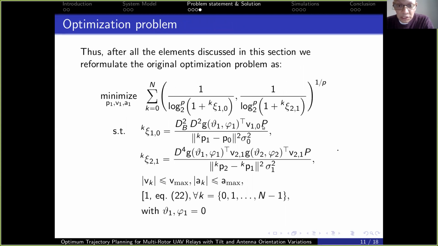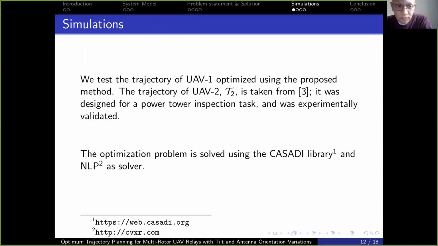So we end with this optimization problem. The restrictions are basically the same, but we now have a derivable cost function and a minimization problem. For the antenna channel gains, we have some approximations which are simpler to consider in the optimization problem. Now, this optimization problem can be solved numerically using the CasADi library and the NLP problem solver.